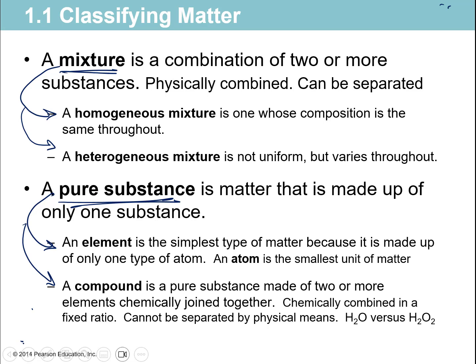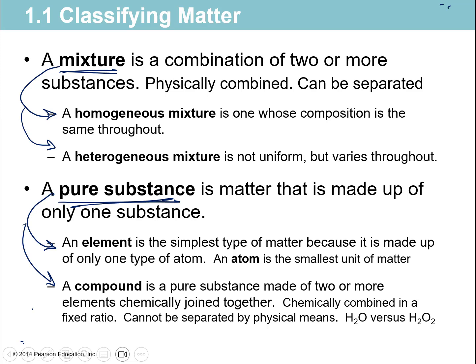Now, if it's a pure substance, though, then that means that matter is made up of only one substance. So you can split it and split it and split it, and you can't separate it physically into different things. The simplest of the pure substances are the elements. So the elements are on the periodic table. If you see the name on the periodic table out of the 30 that you've got to learn, then you know that that's an element.